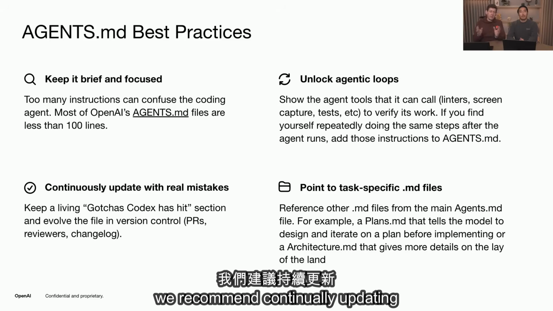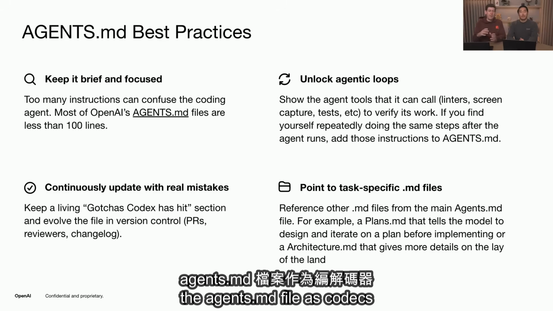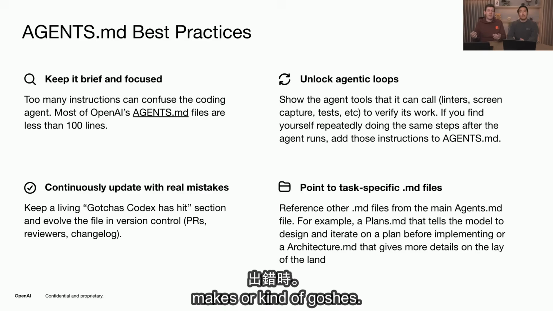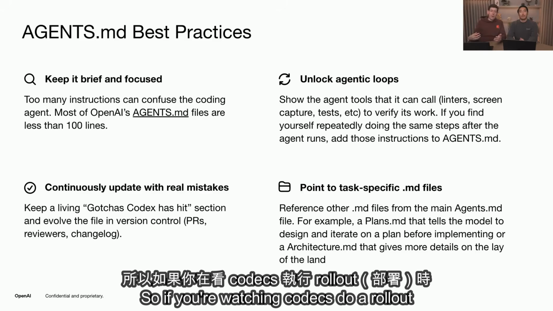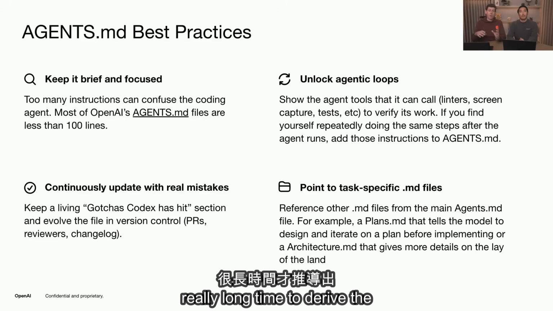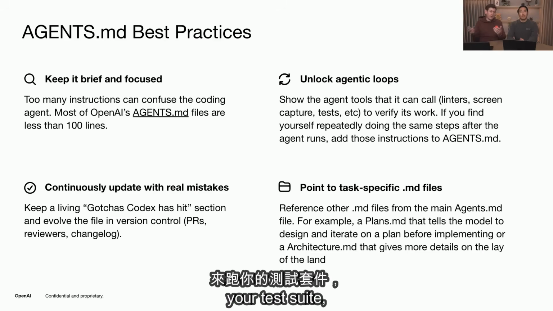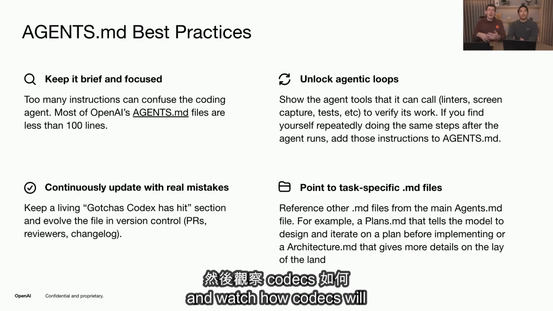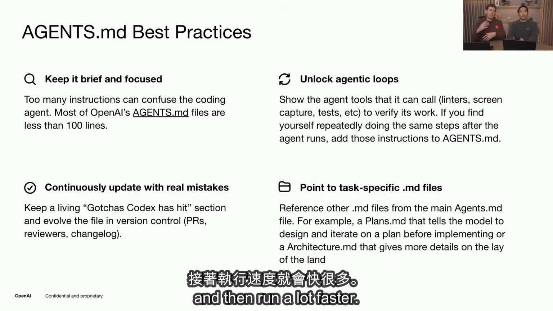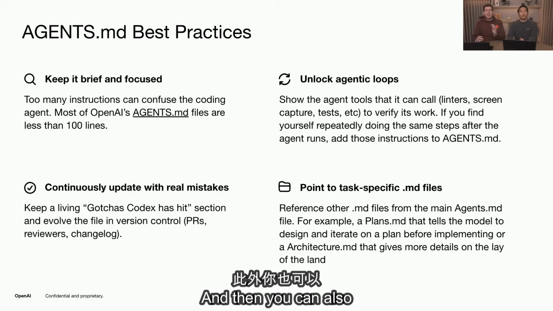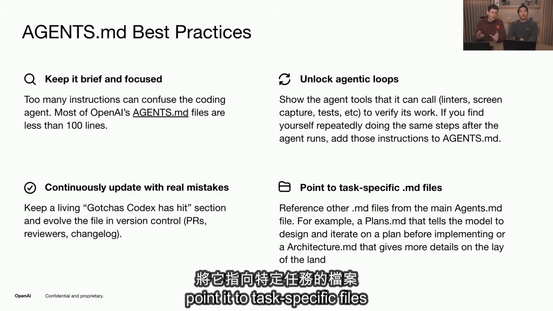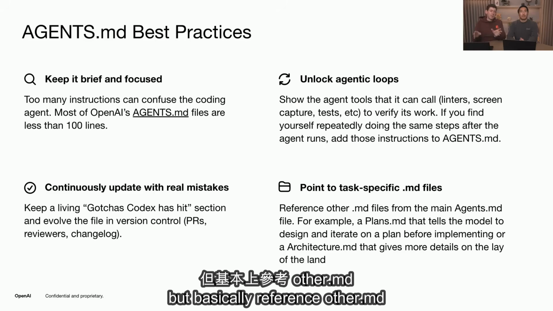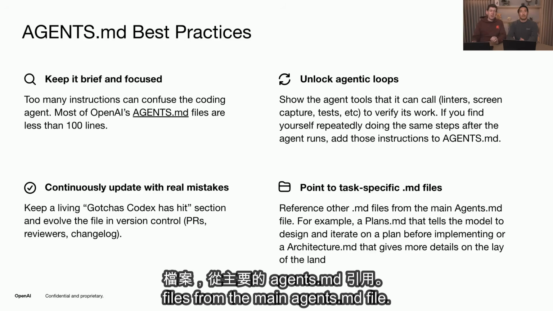Next, we recommend continually updating the agents.md file as Codex encounters mistakes or gotchas. So if you're watching Codex do a rollout and you see it took a really long time to derive the specific command it needed to run your test suite, for example, just add that command into your agents.md and watch how next time Codex will pull that into its context and then run a lot faster. And then you can also point it to task-specific files, and we'll talk about this in the next section, but basically reference other .md files from the main agents.md file.